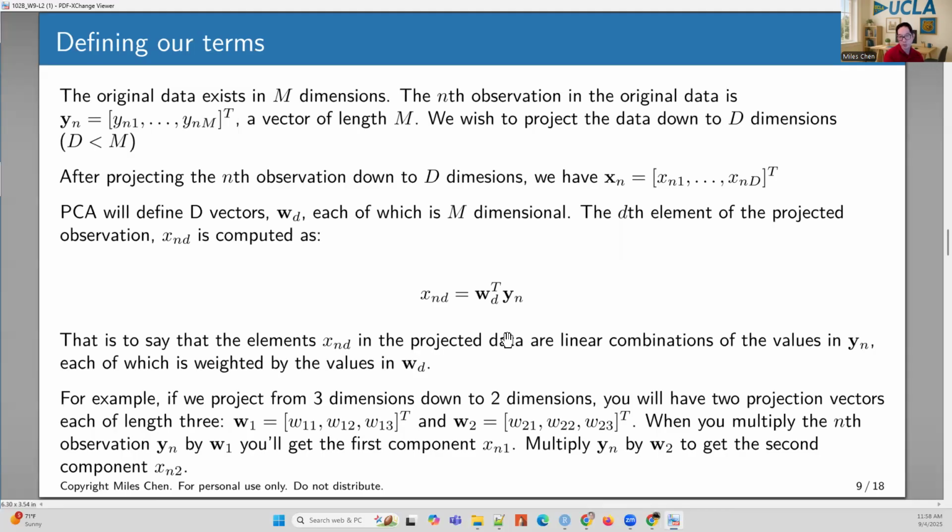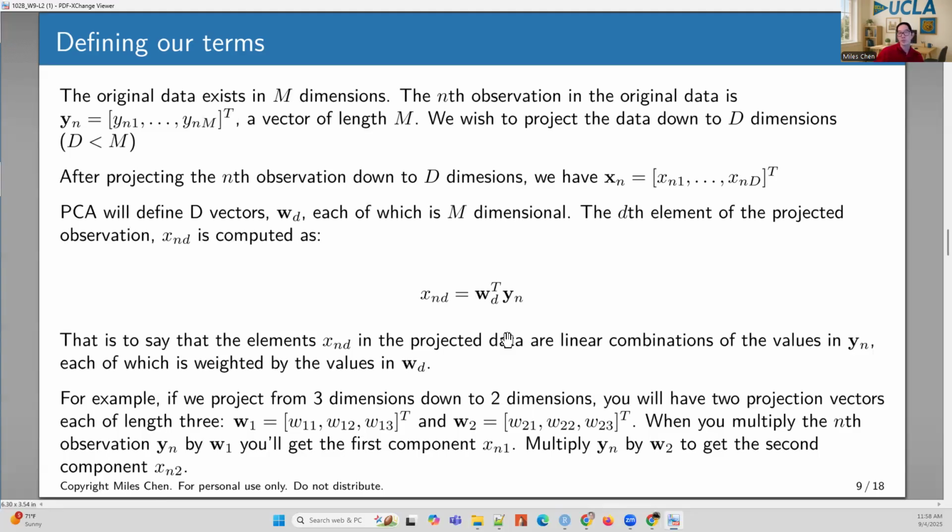And what we want to do is project the data down to d dimensions. So, we can say we're going to start off with variables in 3 dimensions and we want to project it down to 2 dimensions. So each observation in y has 3 components, values in 3 dimensions. And after we project it down, the resulting projected data will exist only in 2 dimensions. So x will have a length of 2.